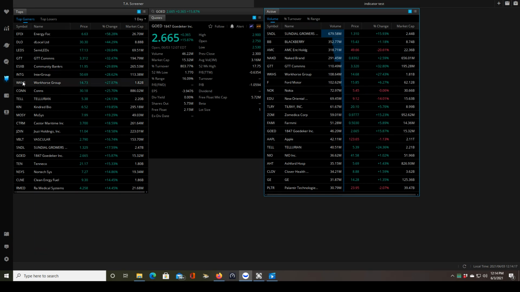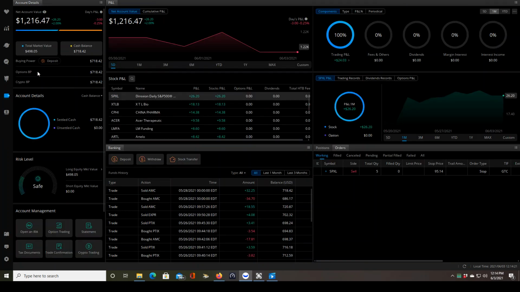And let's take a look at the account page now to see the other features that were added. The options buying power and the crypto buying power are now displayed on the account page. So if you trade either of those, that's probably going to be a very helpful feature to have.